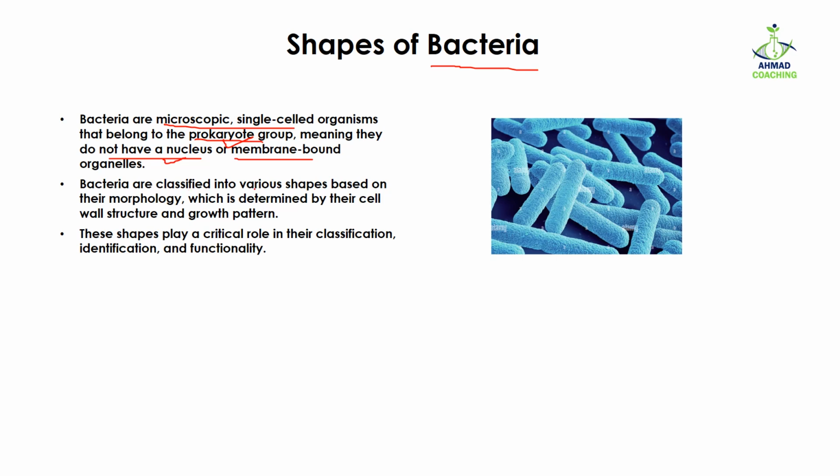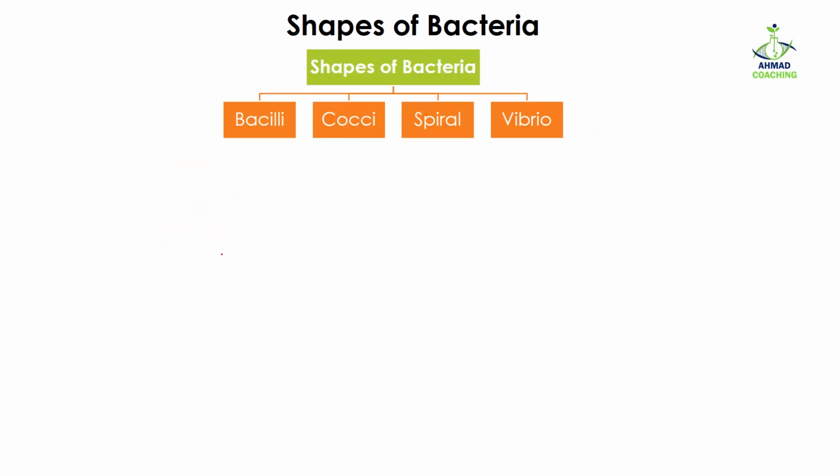Bacteria are classified into various shapes based on their morphology, that is, how they look, which is determined by their cell wall structure and their growth pattern. These shapes play a critical role in classification, identification as well as functionality. Talking about the shapes of bacteria, they are divided into four main types: Bacilli, Cocci, Spiral and Vibrio. Let's talk about these one by one.